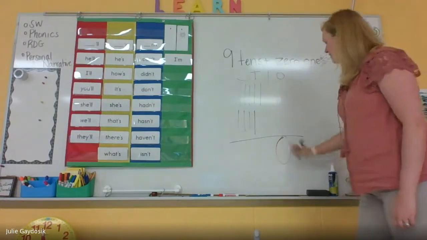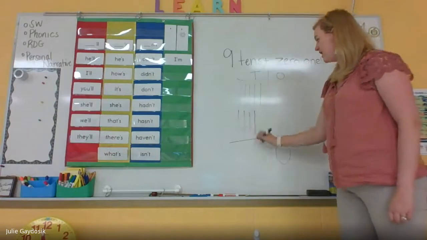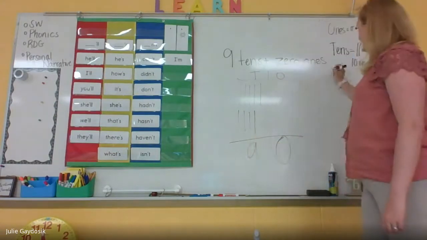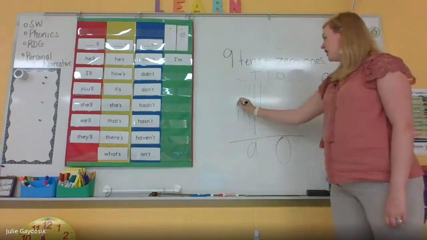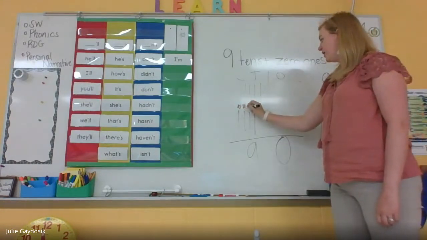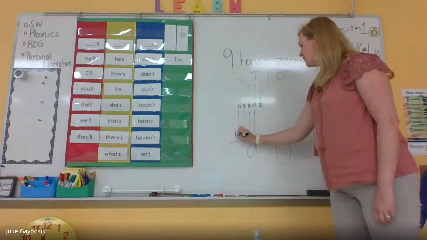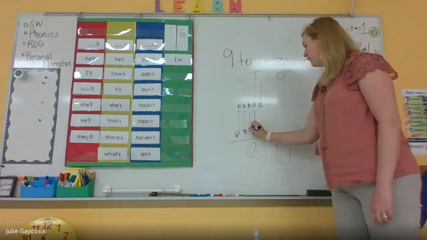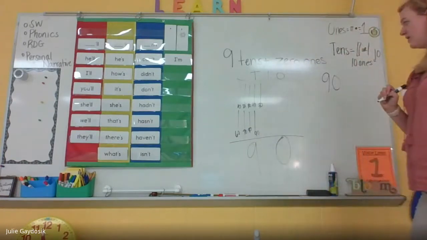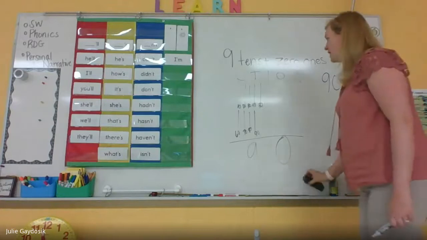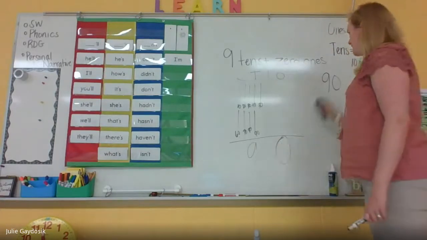There are 0 ones, and we count our tens. 1, 2, 3, 4, 5, 6, 7, 8, 9. Our answer should be 90. But we're going to double check. 10, 20, 30, 40, 50, 60, 70, 80, and 90. So 9 tens and 0 ones is 90.